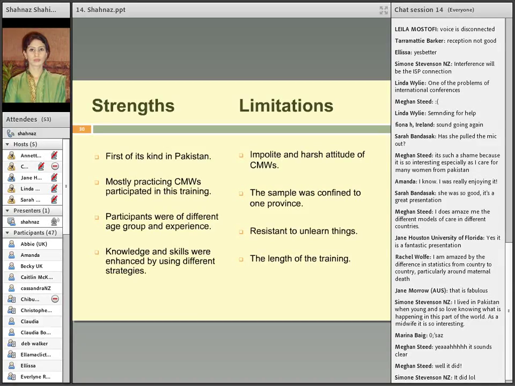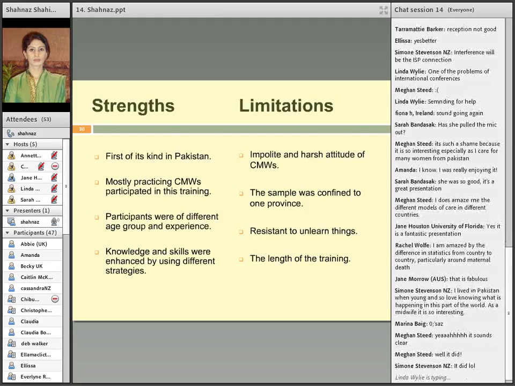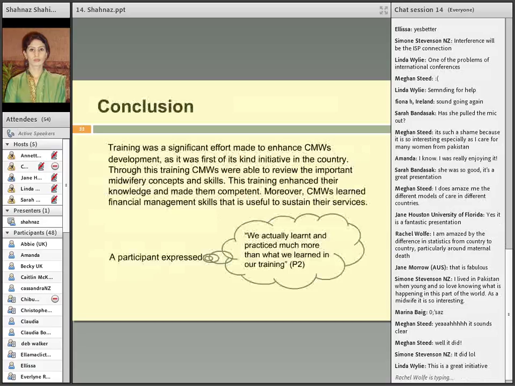And the length of the training. As we showed, most of the participants were working, they were having their own birthing centers. So once they were here for a 5-week training, they felt their clients were lost, their clientele was decreasing. So they suggested that the length of the training should be minimized, or it should be held in different breaks.